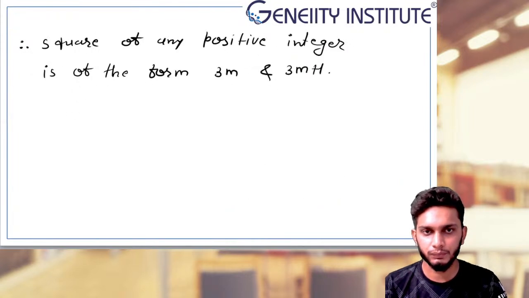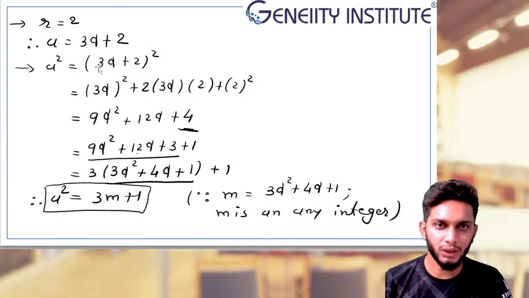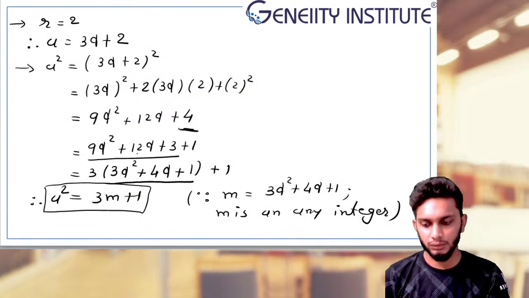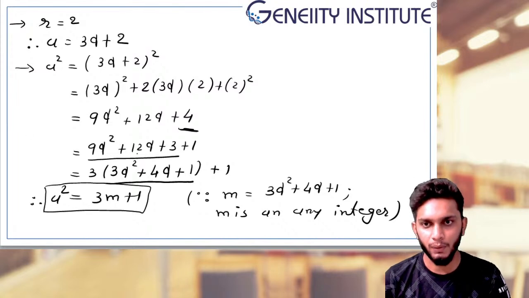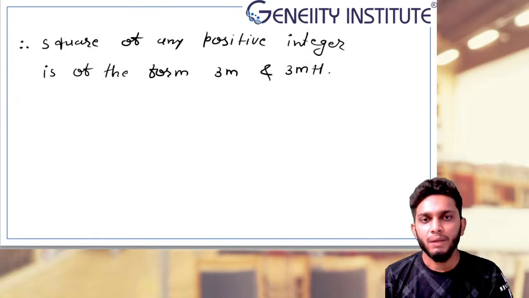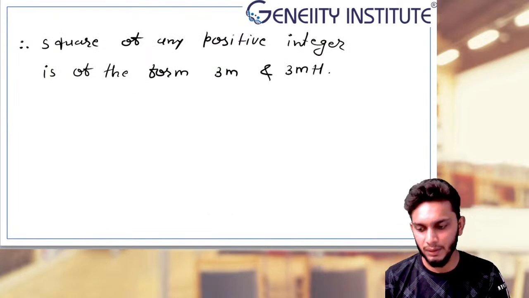Next, take r equal to 2, so you get the number 3q plus 2. Then find the square, so you will get the square of the number as 3m plus 1. So the square of any positive integer is of the form 3m and 3m plus 1. You get this answer.